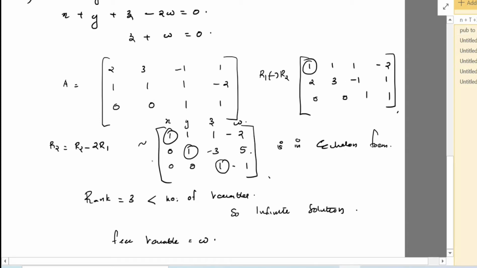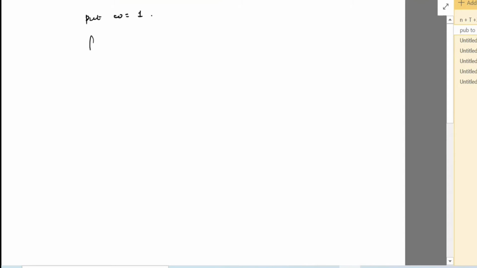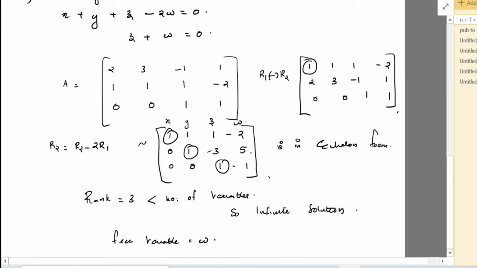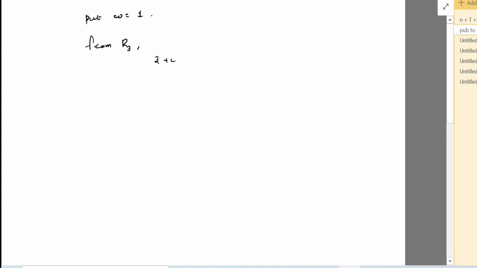Now we move on to the last row of the echelon form. From R3, what is the equation? Z plus W. 0x plus 0y plus 1z plus 1w equal to 0. That is z plus w equal to 0. We know that w is equal to 1. So z plus 1 equal to 0, which implies z equal to minus 1. So we got the value of z.